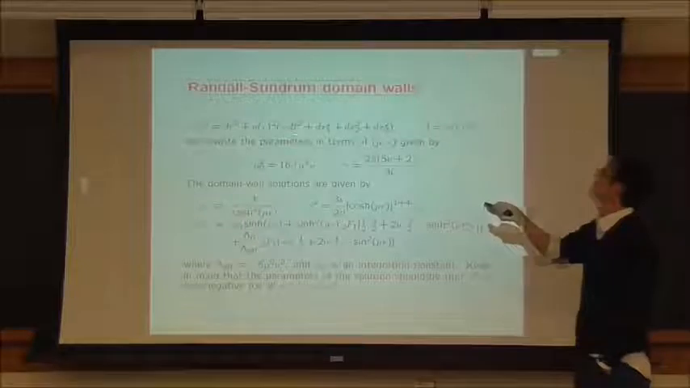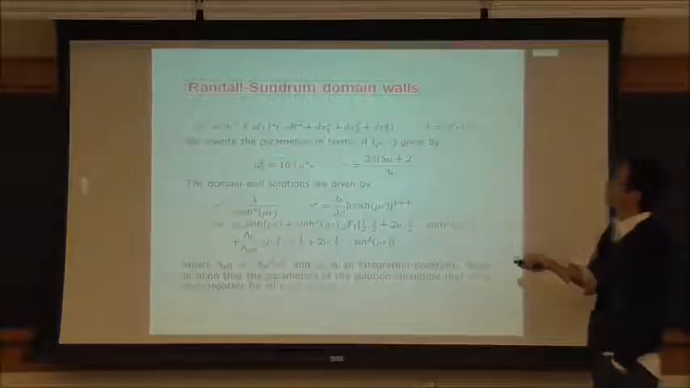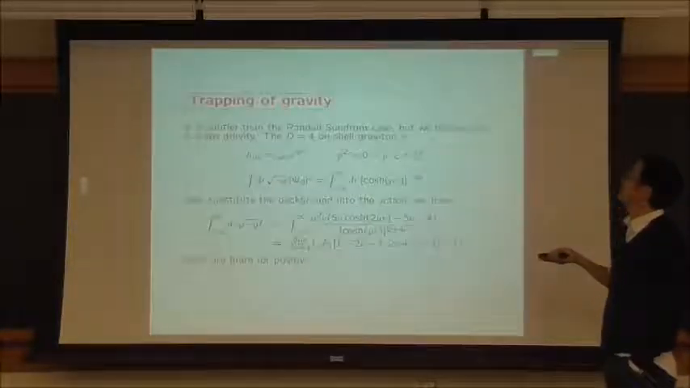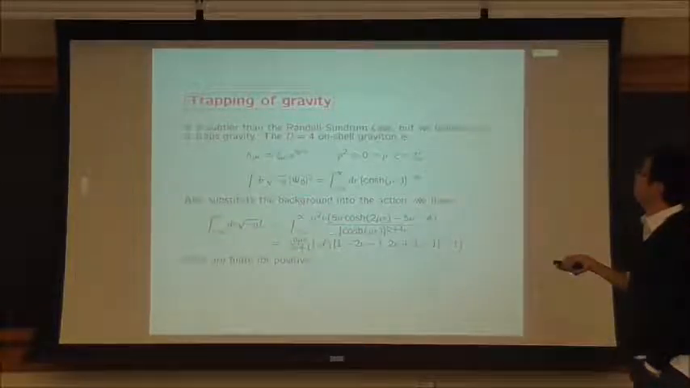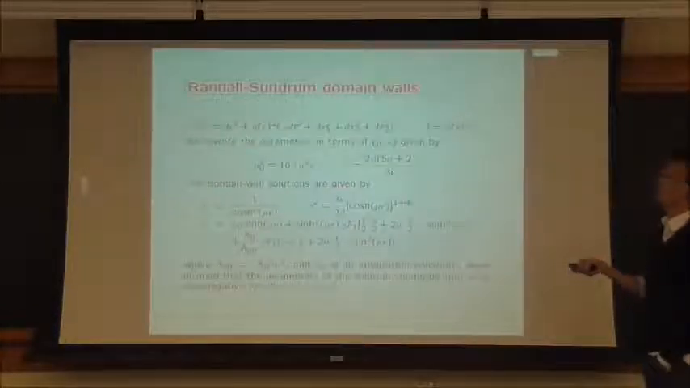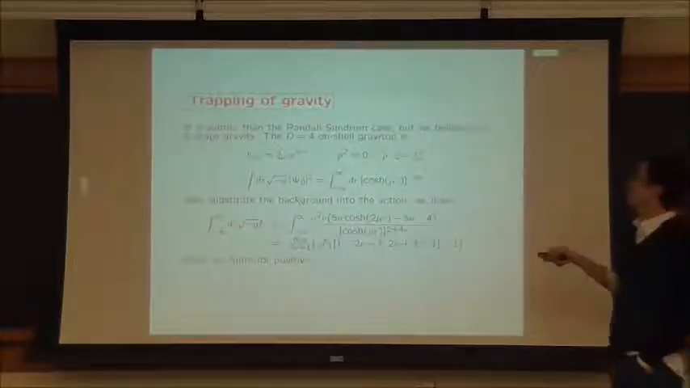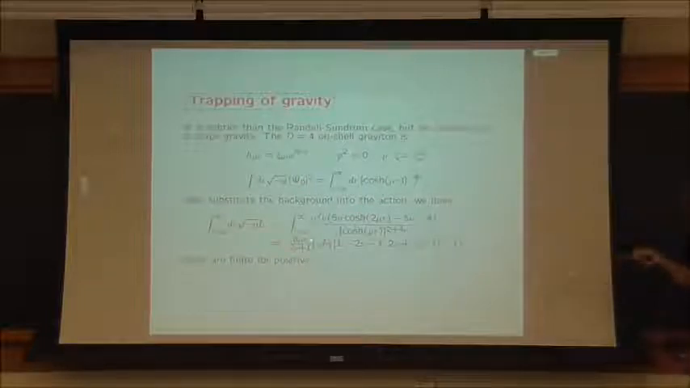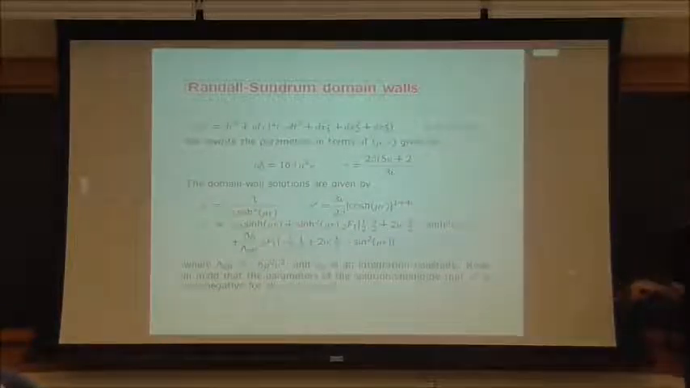equals zero. So this is the Randall-Sundrum domain wall, and the question is, in this theory, can gravity be localized? There are some subtleties, but I think we can show, with some argument, that this system does localize gravity. But it's very difficult to find out how the gravity will be modified, because the linear perturbation is impossible to solve.